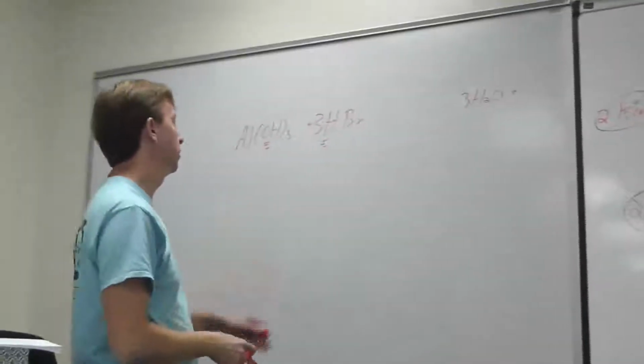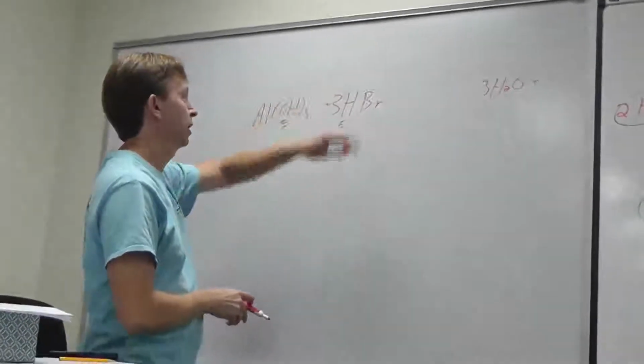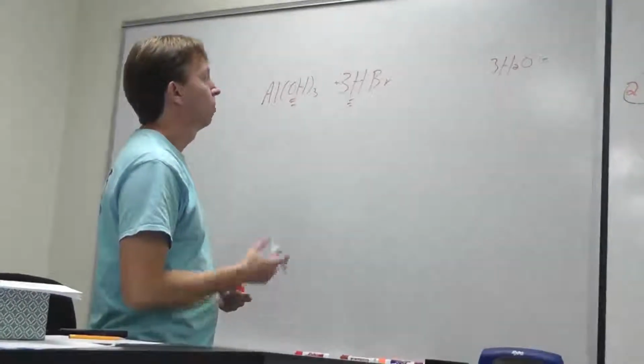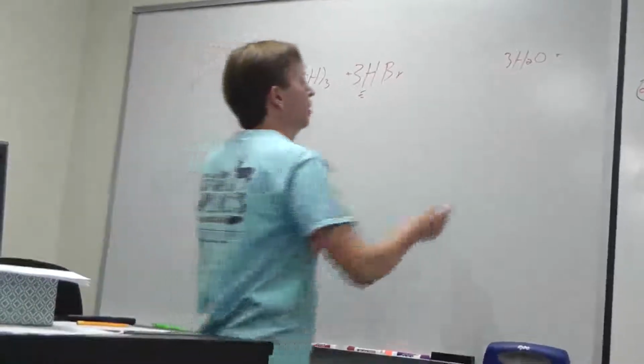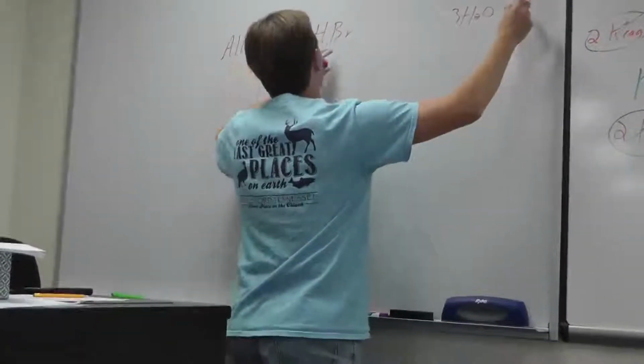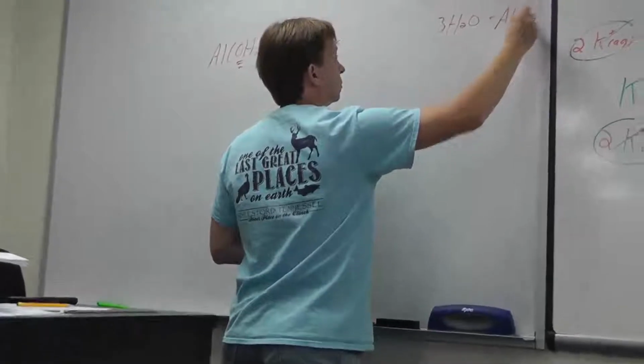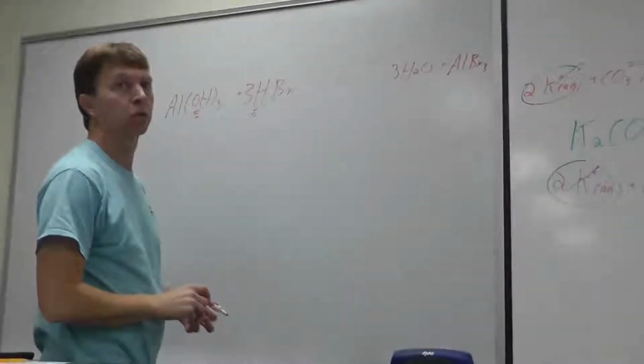Regardless of whatever else is going on, 3 hydrogens, 3 hydroxides, 3 waters. And what you have as your other product would be this 1 aluminum bonded with 3 bromides. That would be your other product.